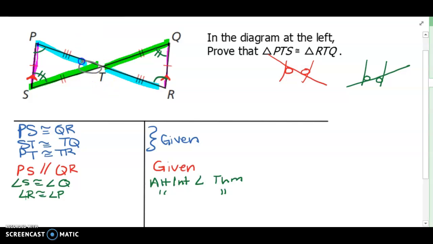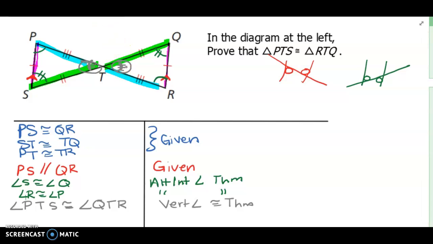Now all I'm missing is these in here. So what theorem do I have that tells me that this angle and this angle are congruent? I have the vertical angle congruence theorem to tell me that. Okay, so by the vertical angle congruence theorem, I know that angle PTS is congruent to angle QTR. Now be careful here, because you can't just say angle T is congruent to angle T, because these are two different angle T's. Remember, if there's more than one angle at a specific point, you have to use three letters.